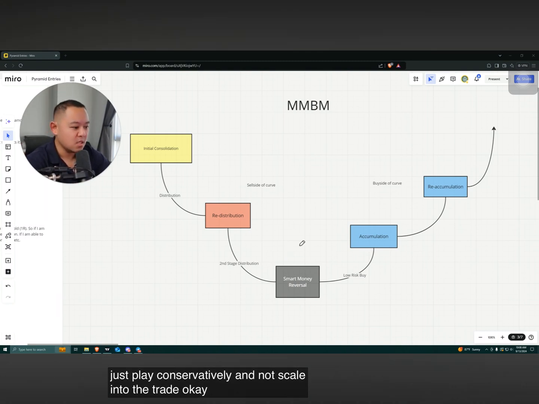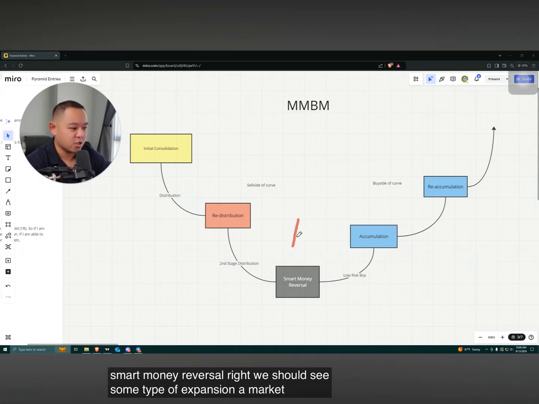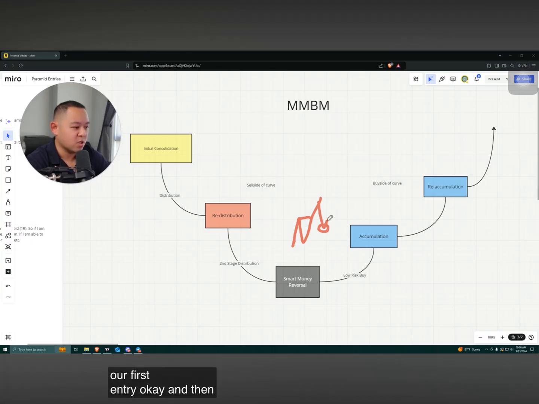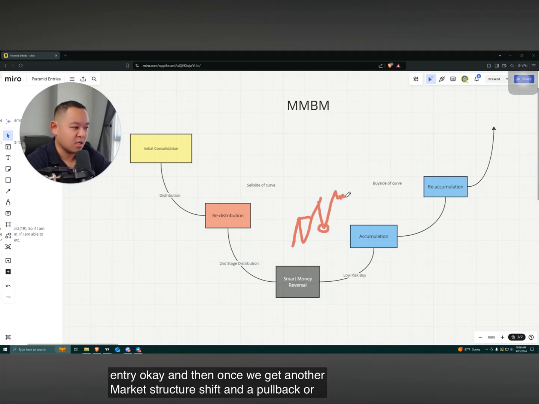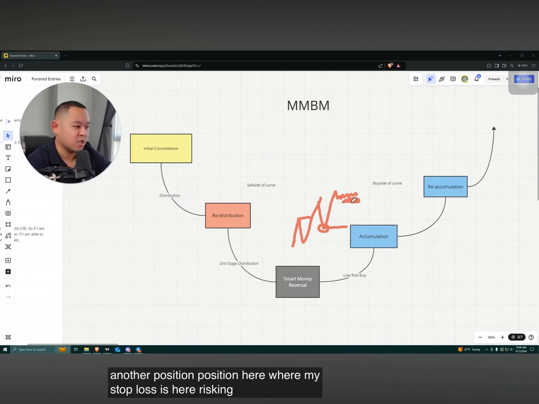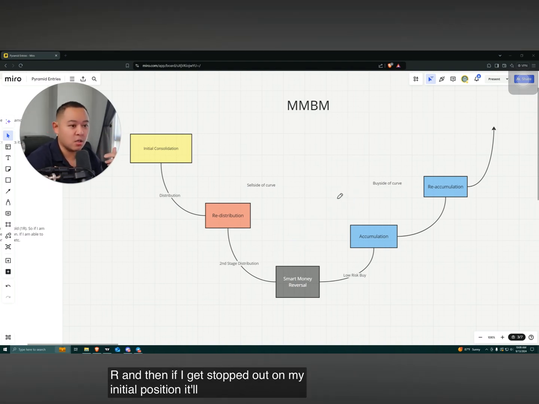Okay? So once we get our smart money reversal, right, we should see some type of expansion, a market structure shift. This will be our market structure shift. When we get back to here, which is our low risk entry, this will be our first entry. Okay? And then once we get another market structure shift and a pullback or consolidation, then I'll be able to move my stop loss to break even, add into another position here, where my stop loss is here, risking another 1R. All right? So if I get stopped out on my second position, it'll just be negative 1R. And then if I get stopped out on my initial position, it'll just be break even.